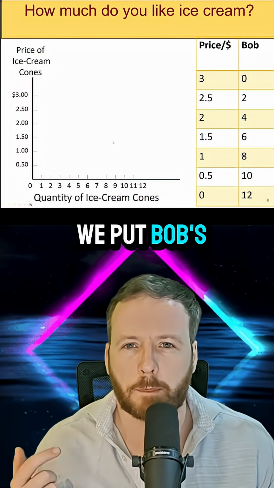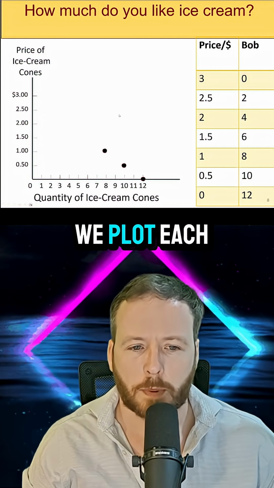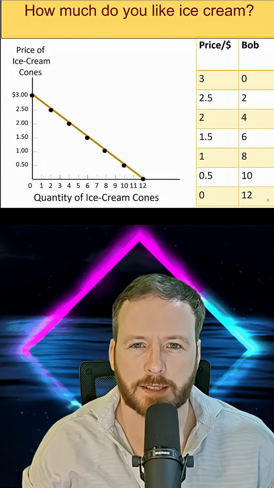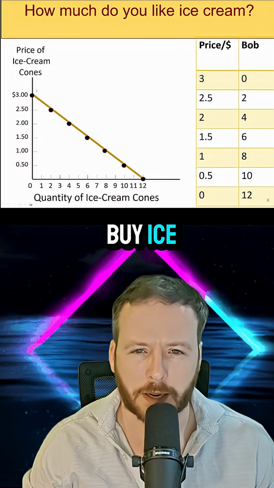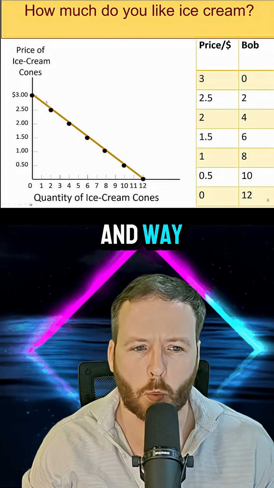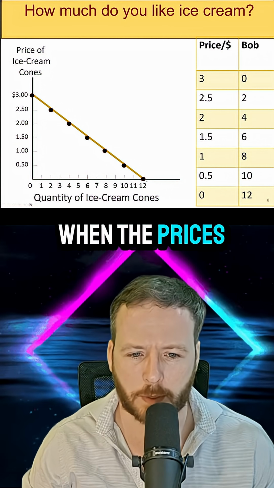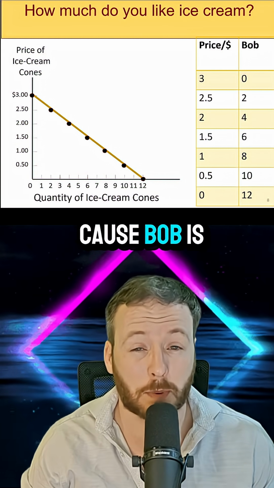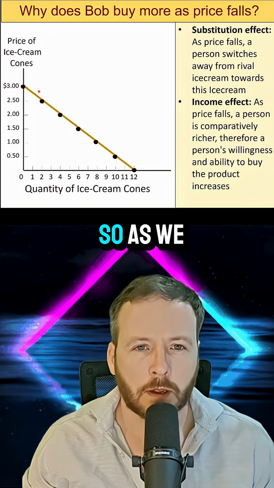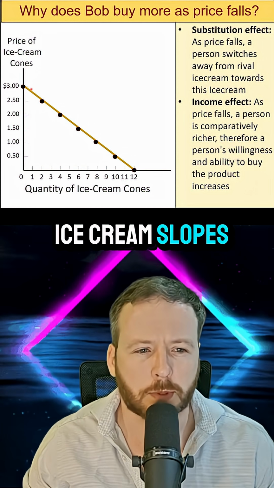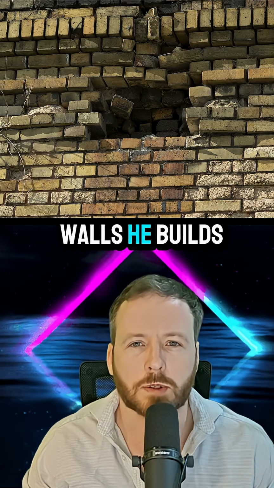So how do we put Bob's demand on the graph? Let's have a look. We plot each of the dots and there's the line. We can see very clearly that Bob is less willing to buy ice cream when the prices are high and way more willing to buy ice cream when the prices are low. You know why? Because Bob is considered a rational consumer. Nice one, Bob. So as we know, Bob's demand for ice cream slopes downwards like the dodgy walls he builds.